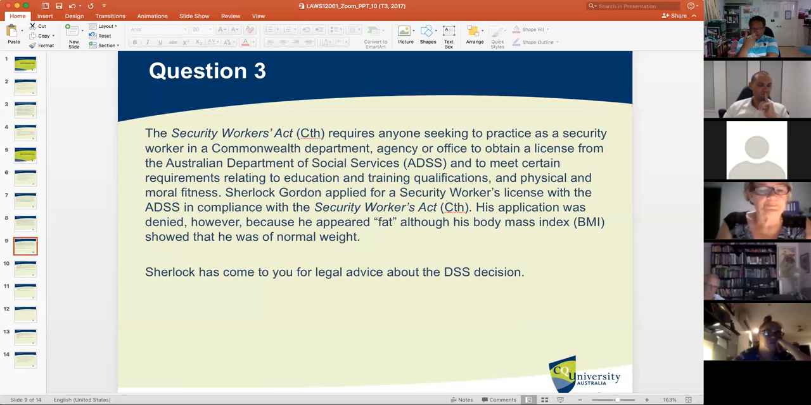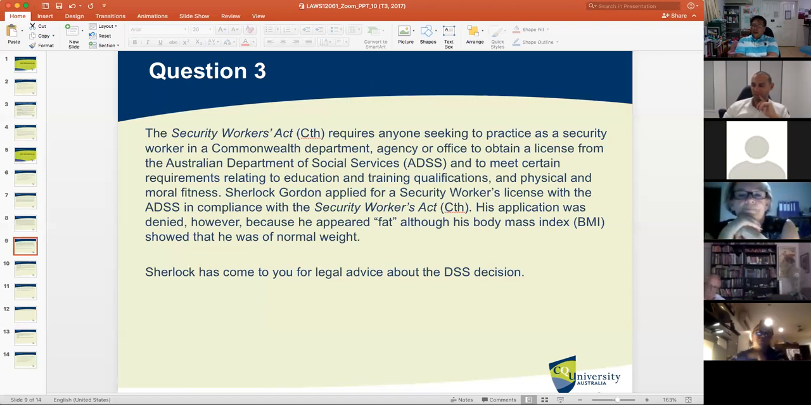we tick off the boxes. Does he have standing? Yes. Is this a justiciable question? Yes, it seems to involve a legal question. Is there a ground for judicial review? What is the ground for judicial review? As Emma said, this is an instance of Wednesbury unreasonableness. Because the fact alone that he appeared fat, that's a subjective opinion, obviously. It appears to be a wrong subjective opinion because his body mass index showed that he was of normal weight.